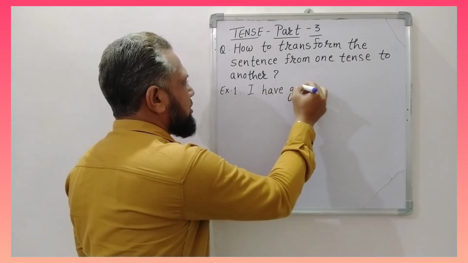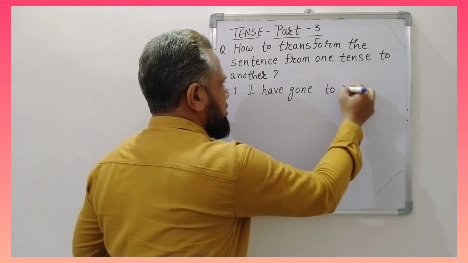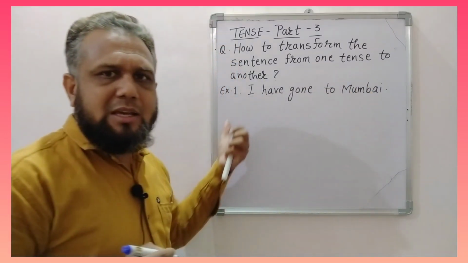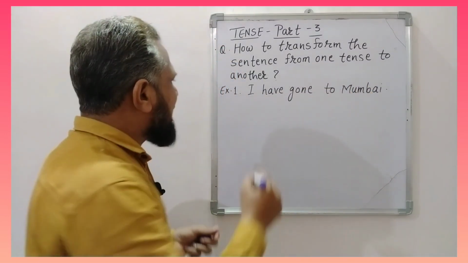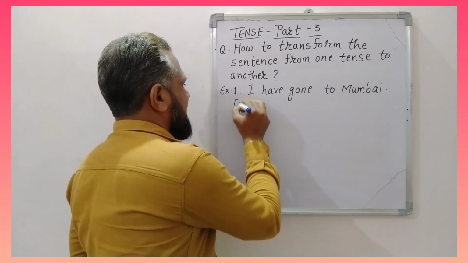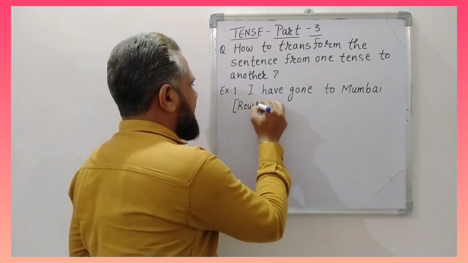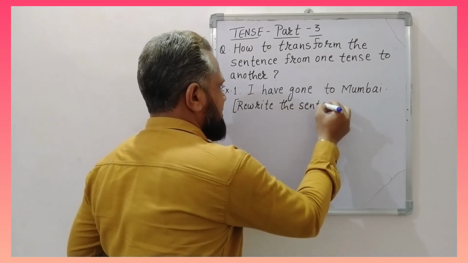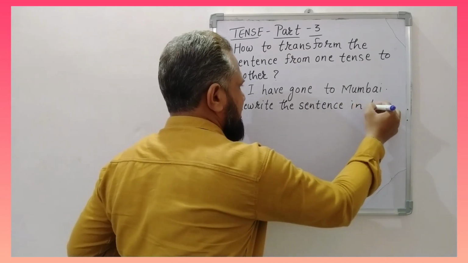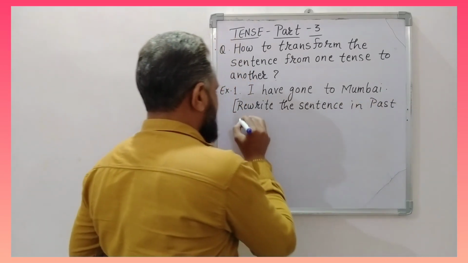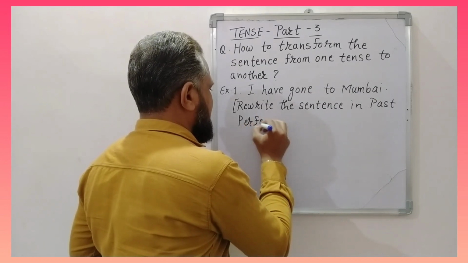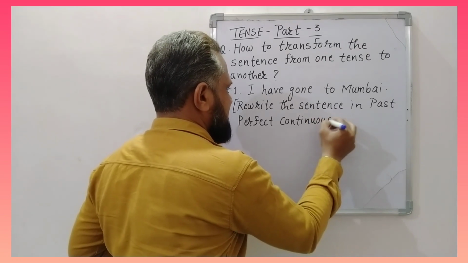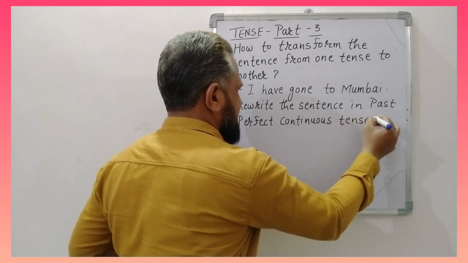I have gone to Mumbai. This type of sentence, okay? And in bracket, there will be the words, rewrite the sentence in past perfect continuous tense.